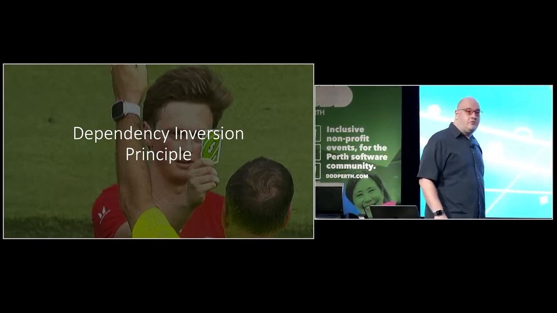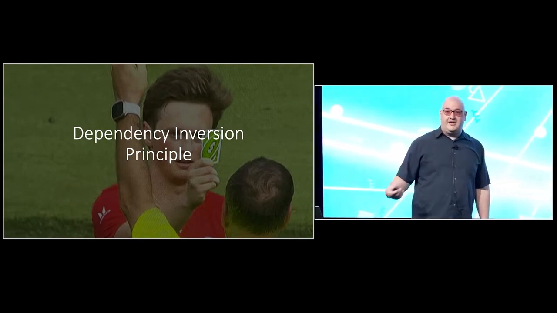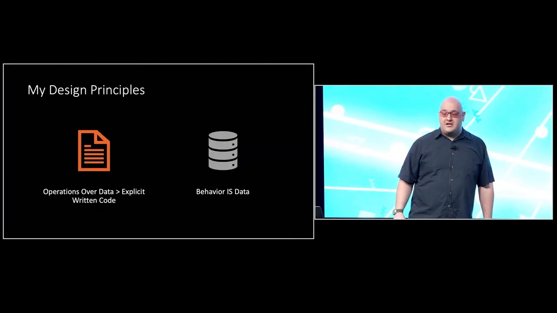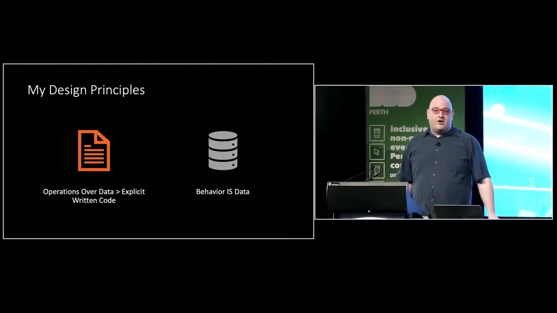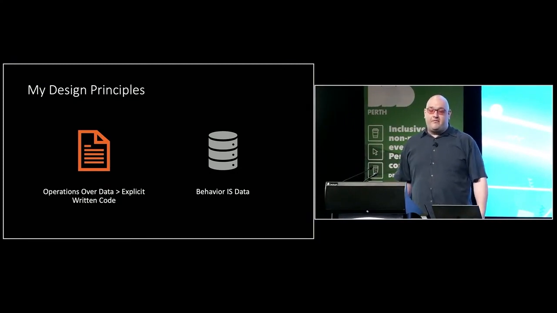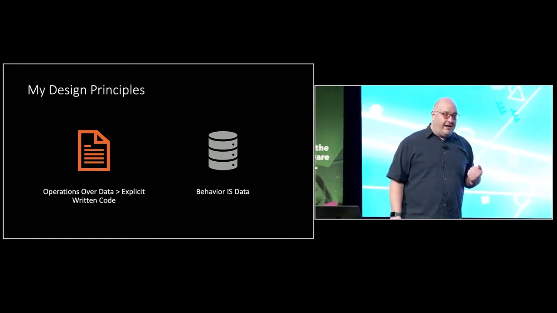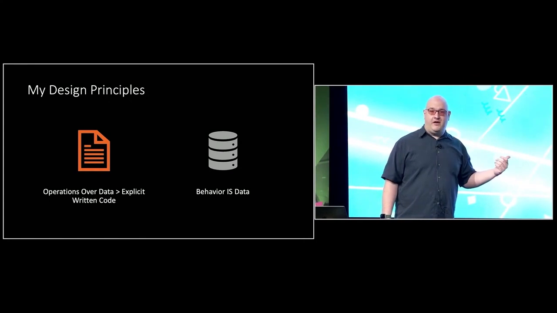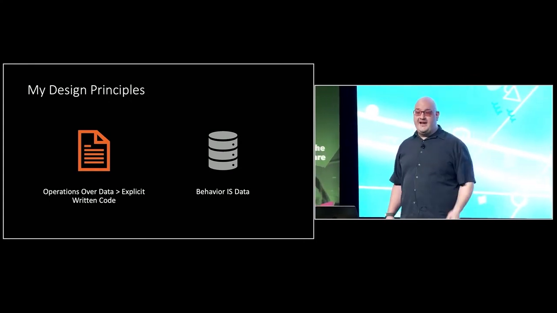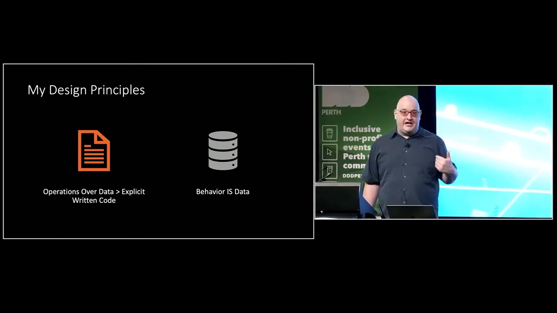In our particular example, it means that we pass in the render, we pass in the assert, and we pass in the assemble. In addition to this, I have my own little preferences for code. First of all, I'm a big believer in operations over data versus explicit written code, meaning that I like lists of functions that I map over, which leads to the second point: I see behavior as data, meaning that I'd see a list of functions as relevant data as a list of people.